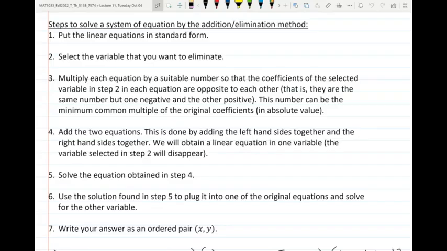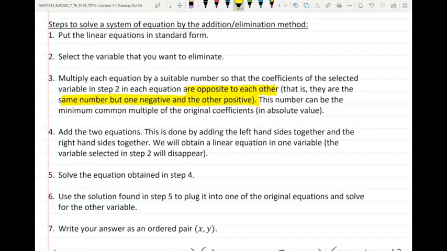Then select the variable that you want to eliminate. That will be the one that's easier for you to find the minimum common multiple. In the previous problem, it didn't matter, but sometimes it matters, as we see in the examples. Once you do that, multiply each equation by a suitable number so that the coefficients of the selected variable in each equation are opposite to each other. In other words, they are the same number, but one negative and the other positive.